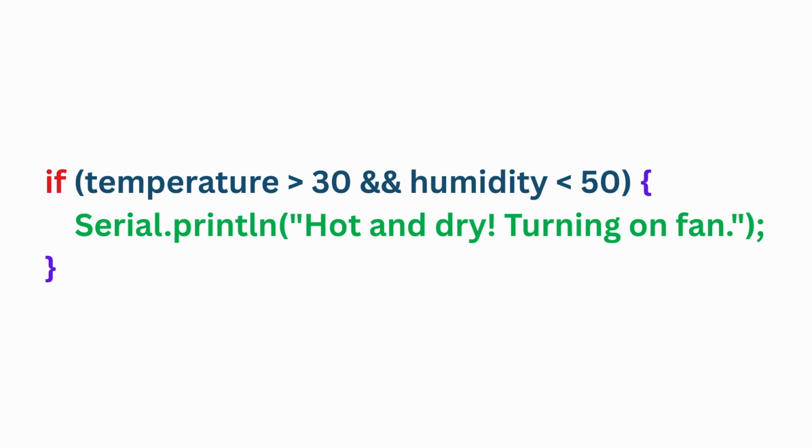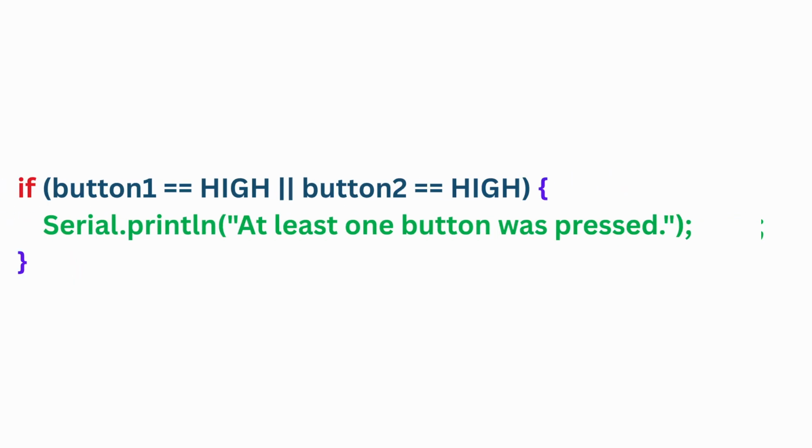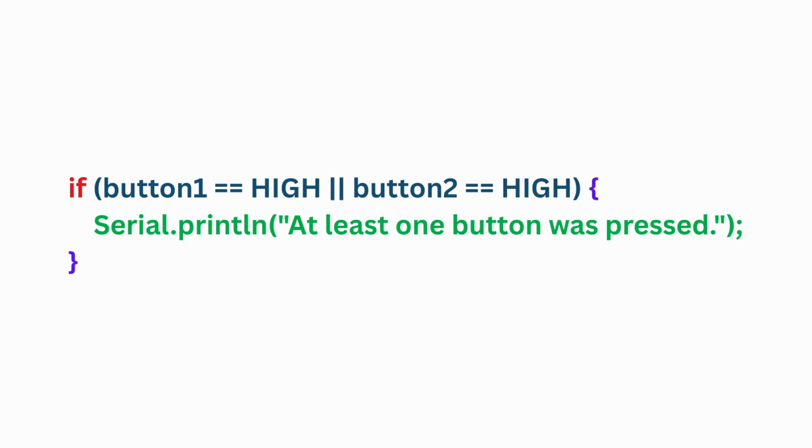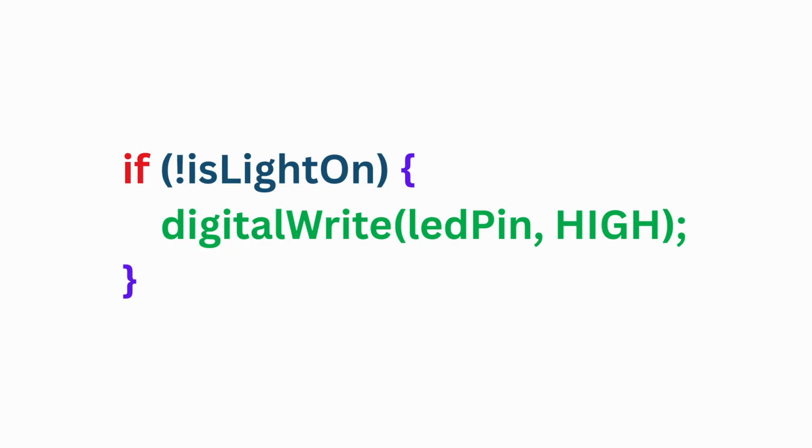This is only run if both conditionals are true. Now the OR conditional runs if at least one of the conditions is true. In the end, we have the NOT operator. It reverses the result of a condition, so false becomes true and true becomes false. This means if is light on is false, then turn on the LED.